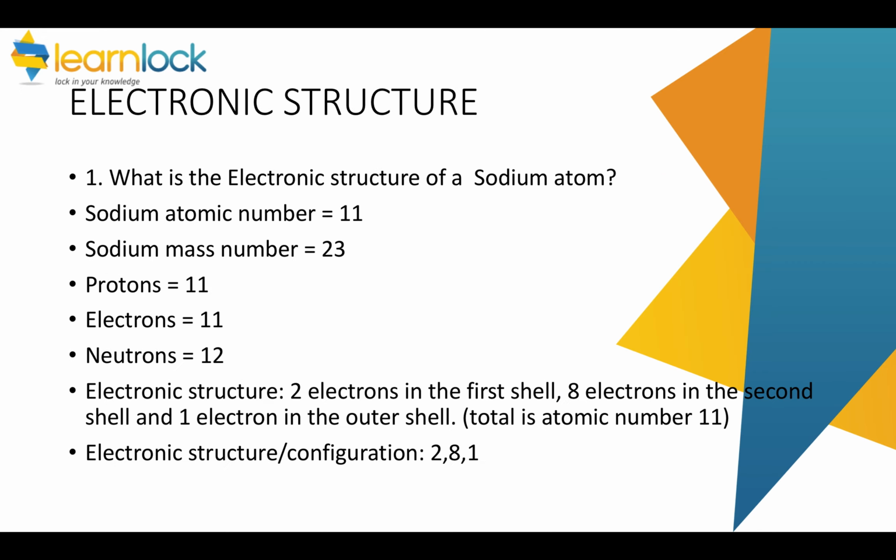So let's look at an example of sodium. We know that sodium has an atomic number of 11 and a mass number of 23. Those numbers are found in the periodic table. This tells us it's got 11 electrons. So how would we arrange those 11 electrons? Well, there would be 2 in the first shell, then 8 in the second shell, and then finally 1 in the outer shell, which makes a total of 11. You would write this as 2, 8, 1.